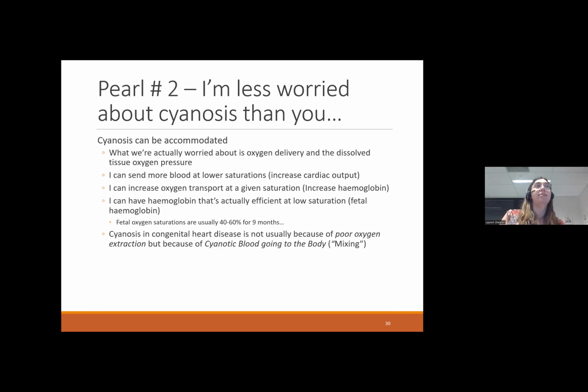Cyanosis in congenital heart disease, therefore, is not usually because of poor oxygen extraction, but because of cyanotic blood being sent to the body. And we call this mixing. This is quite an important thing to think about. In people with normally organised hearts and vasculature, when we see cyanosis, usually we have a failure of oxygen extraction, whereas actually what we're looking at in cyanotic congenital heart disease is the ratio of blood flow being sent to the lungs or to the body and then getting mixed.